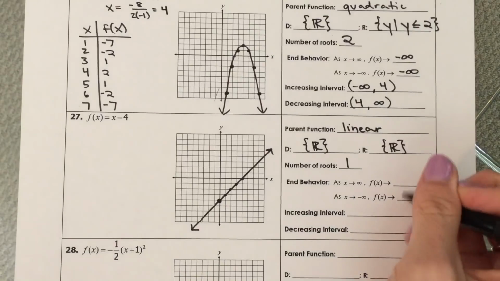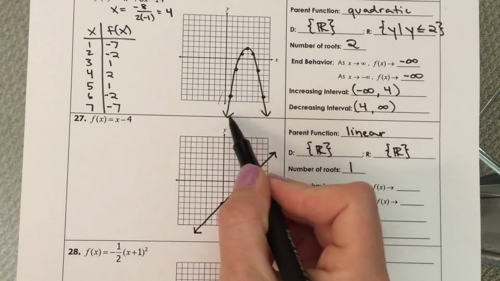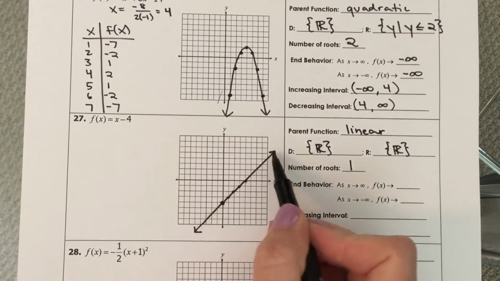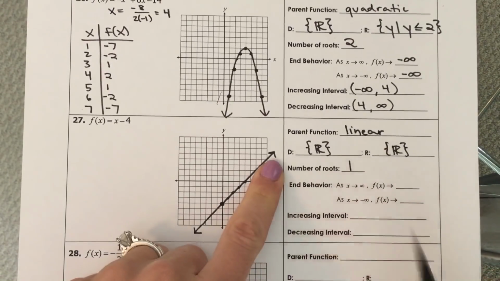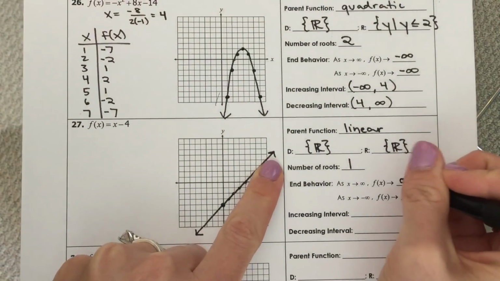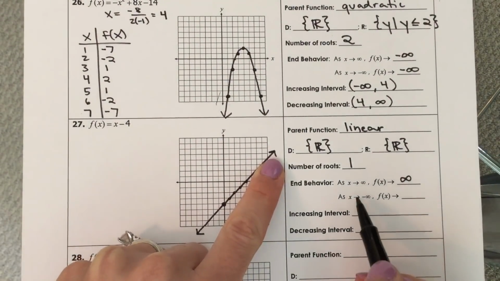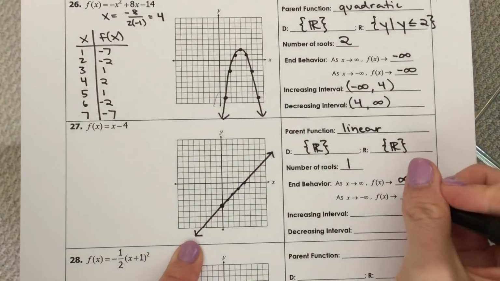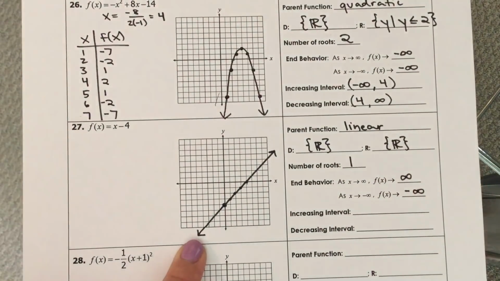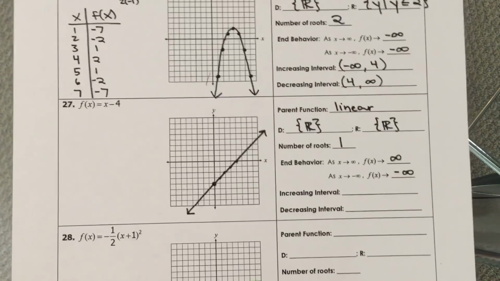End behavior, these ones should be opposite. Because notice like quadratic, the arrows go in the same direction. With linear, they go in the opposite direction. So as my x values go to the right, that's this arrow, my function goes up. So positive infinity. As my x values go to the left, that's this arrow, my function goes down. So that is a negative infinity. So again, with the linear, these should be opposite.